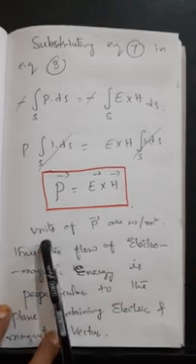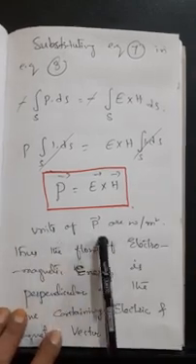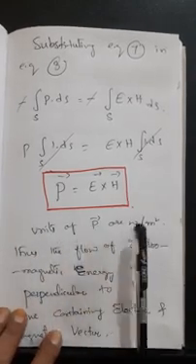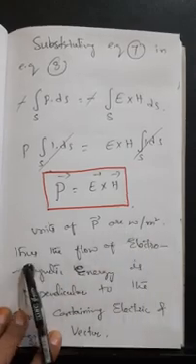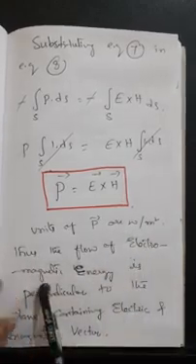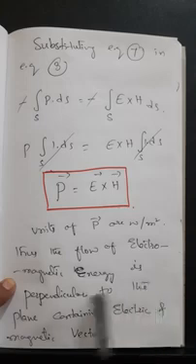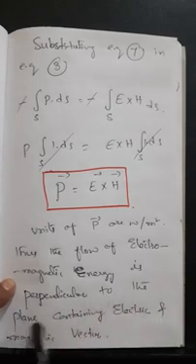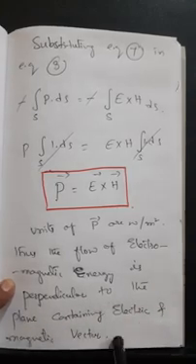Here the units of P, the Poynting vector, are watts per meter square. Thus the flow of electromagnetic energy is perpendicular to the plane containing the electric and magnetic vectors.